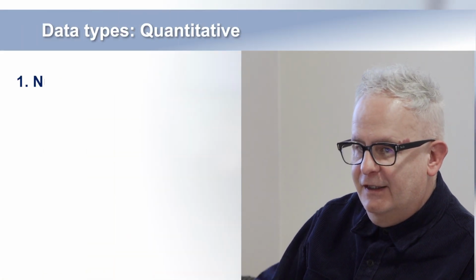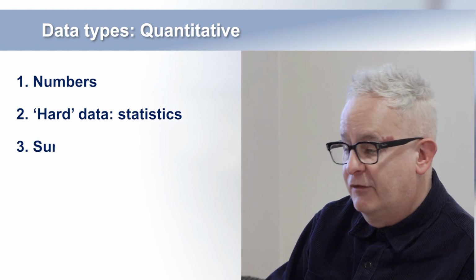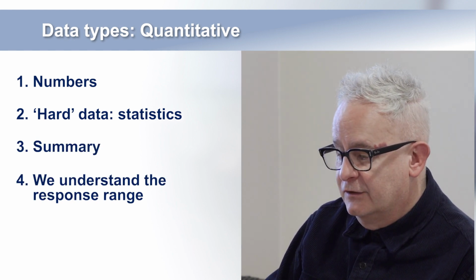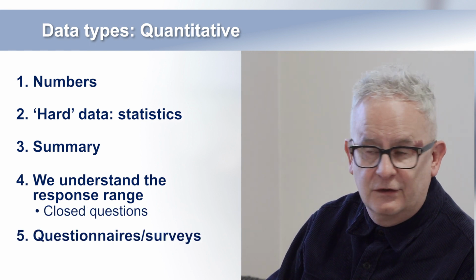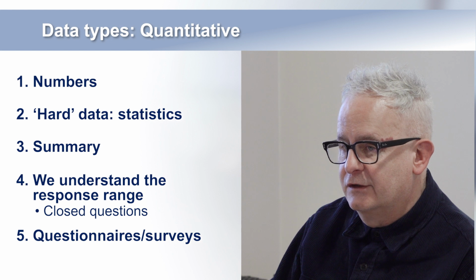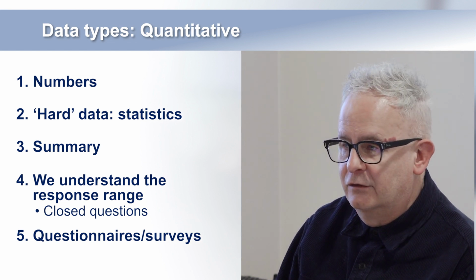So, refresher: quantitative data is numbers. It's hard data, which you get statistics from. It provides us summary data. We understand the response range, generally through questionnaires and surveys, so it's through closed questions: yes/no responses, ranking responses, scales of agree and disagree. All right, so we understand that.